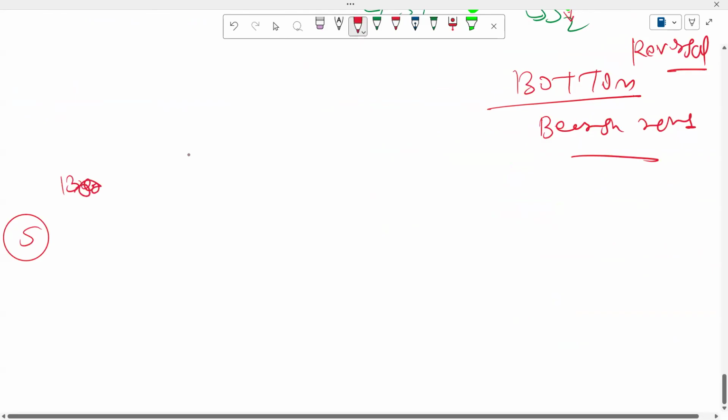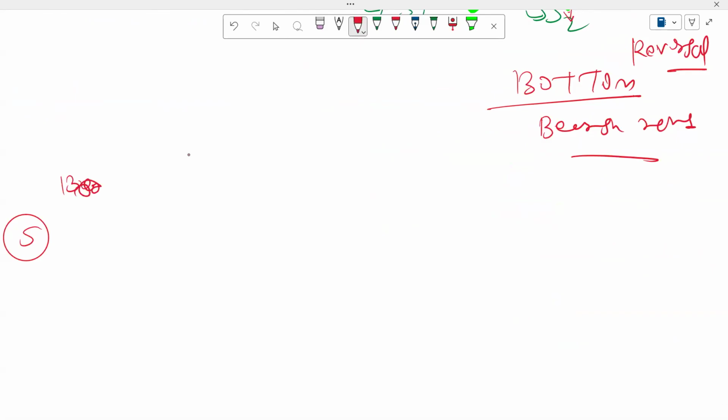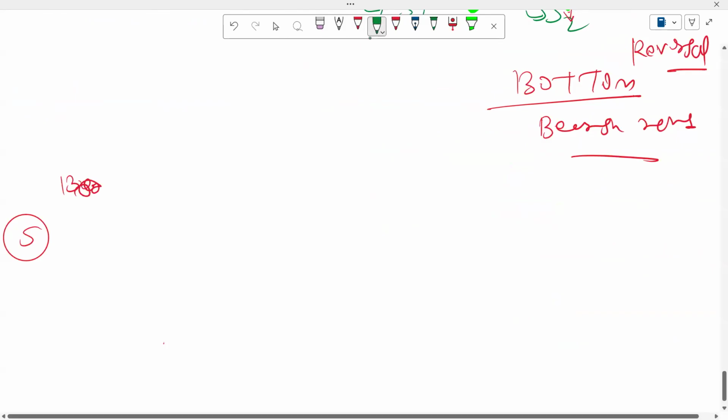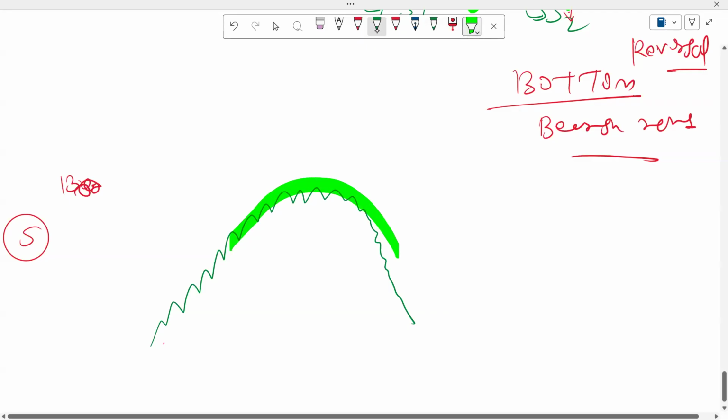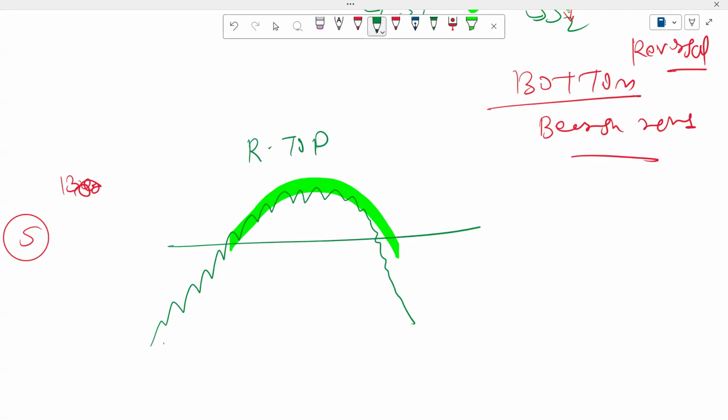So the fifth pattern is your rounded top. Have you heard about the rounded top? What will happen in the rounded top? Your market is going up, and it is forming some rounded type pattern coming down. So see, at this area, it is forming some rounded top. Like this. So this is your rounded top, and this is your breakdown. At this point, you see a breakdown. So this is your top reversal. You can call it a top reversal or bullish reversal.